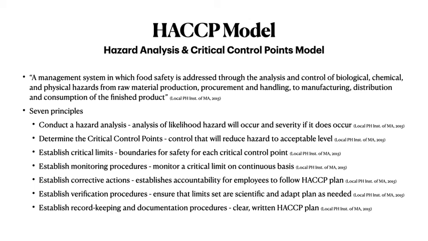Fourth, establish monitoring procedures. Monitor a critical limit on a continuous basis, or if you can't do that continually, do it on a frequent basis so you are aware of where the limit is. Fifth, establish corrective actions. This just establishes an accountability for employees to follow this plan and to make sure they're doing everything they can to keep the food safety standard.